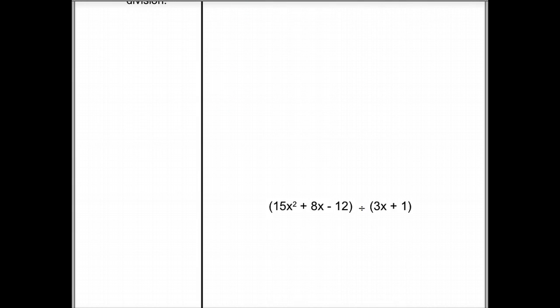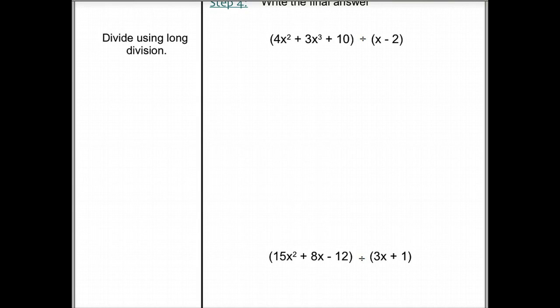So divide using long division. Let's get started with this one here. We have 4x squared plus 3x cubed plus 10. What I want you to notice is that we're missing a couple of terms. We are missing the x term, and it's out of order. So the first thing I want to do is put it in order by degree. So 4x squared is going to come after the 3x cubed.